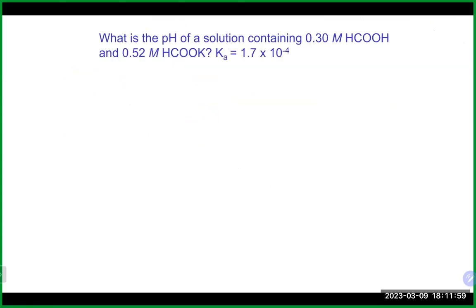All right, so why don't we try one here? What is the pH of a solution that contains 0.3 molar, we can go with formic acid, and 0.52 molar potassium formate? All right, let's take a look and see.